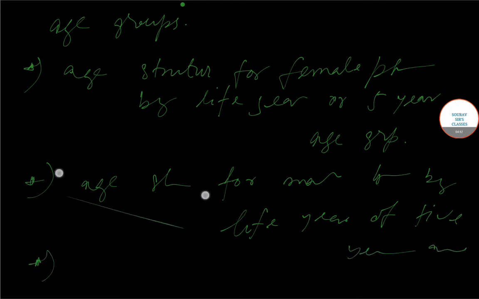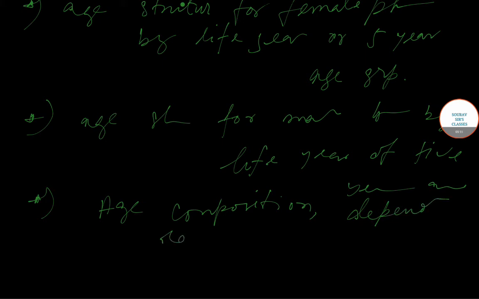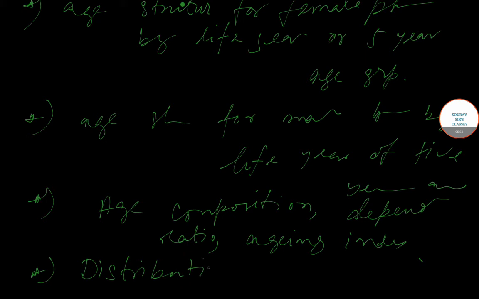Then we also have age composition, dependency ratio, and aging index. Finally, there is distribution by race and ethnicity.